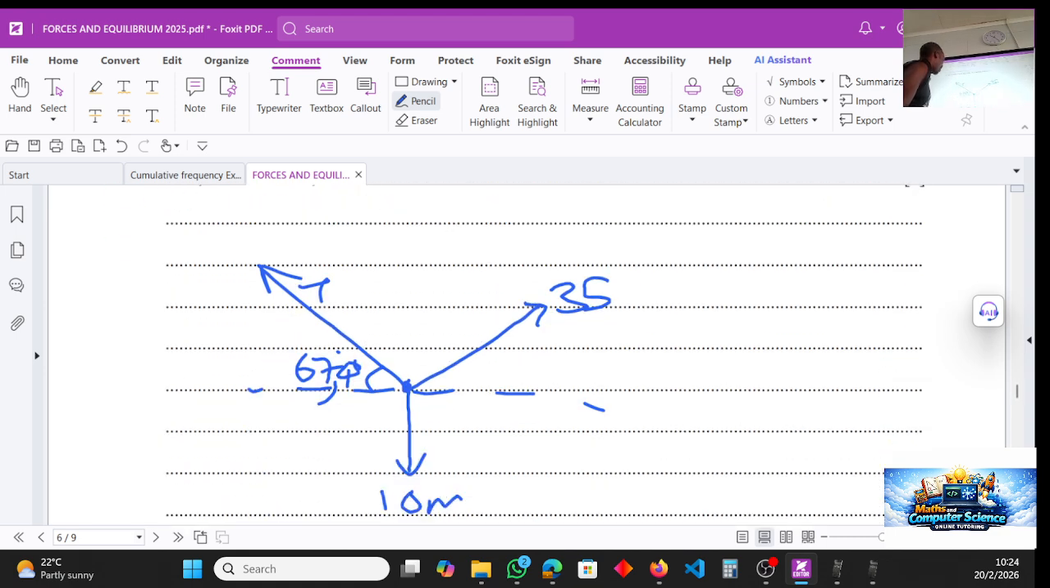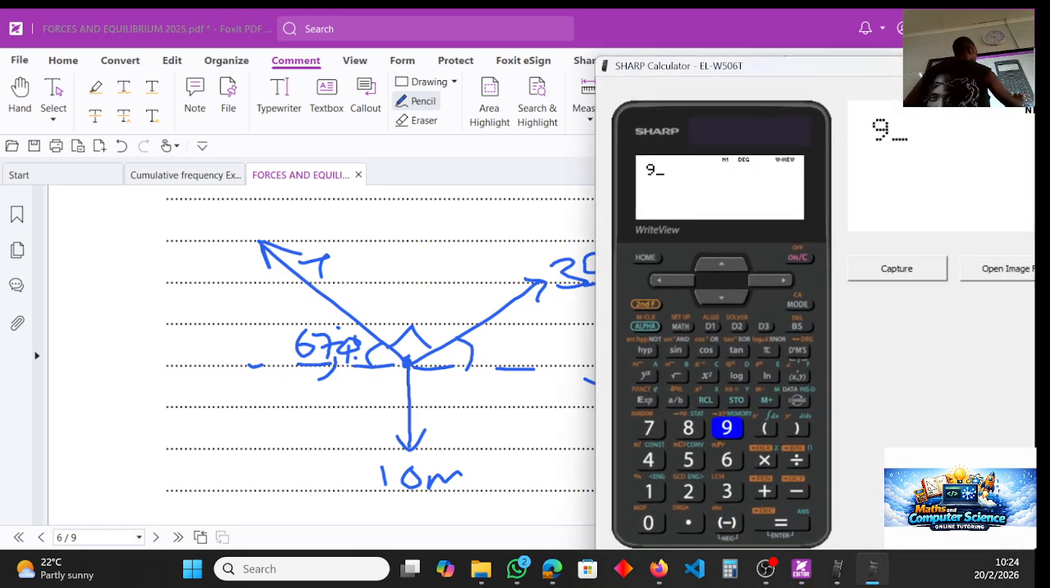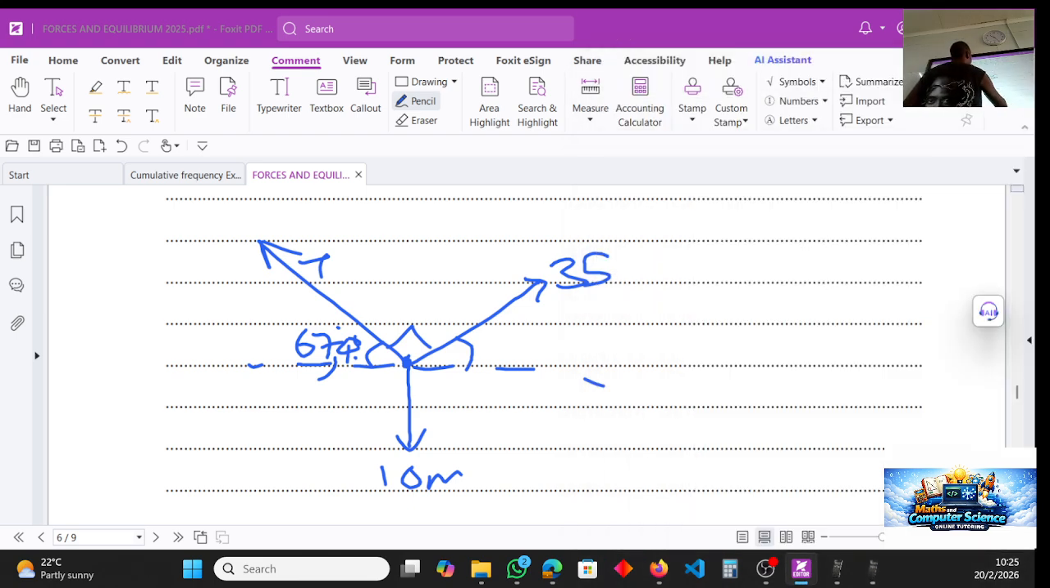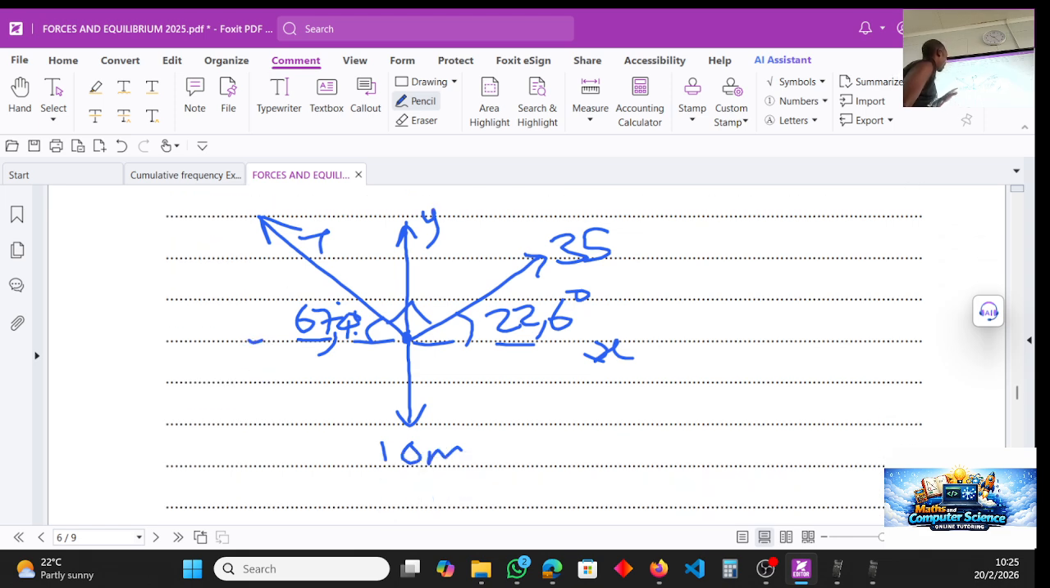But we're told this is a right angle. So what it means is we have 67.4 here, and for the other angle I subtract 67.4 from 90. The result I'll get is the smaller angle, 22.6. So this is 22.6 degrees. This is my y-axis, that is my x-axis. So I'm interested in finding the values of m and T. So I've got two unknowns.